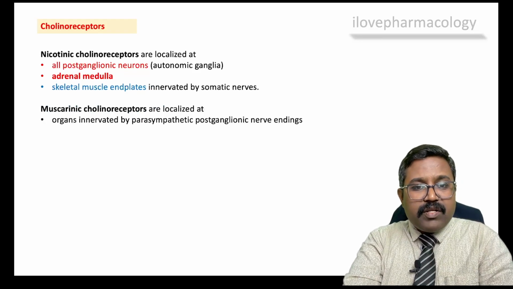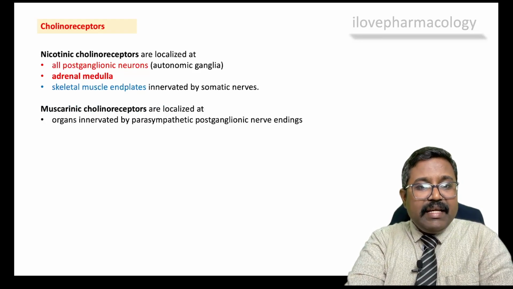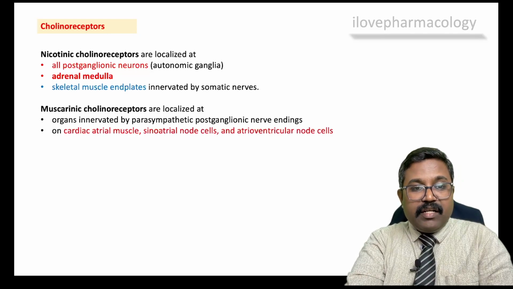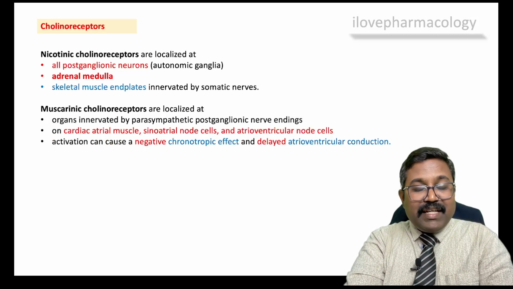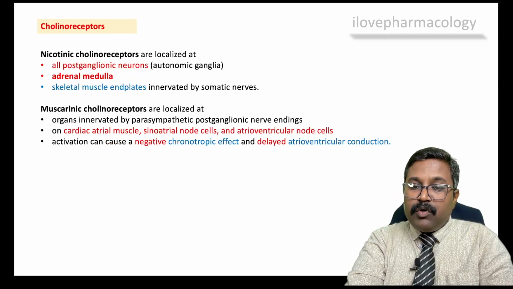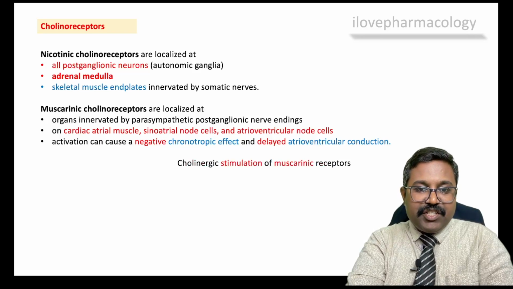Muscarinic cholinoceptors are localized mainly at the organs innervated by parasympathetic postganglionic nerve endings. They are present mainly in the cardiac system, the sinoatrial SA node and AV node, and activation can lead to a negative chronotropic effect, a negative dromotropic effect, and delayed AV conduction.